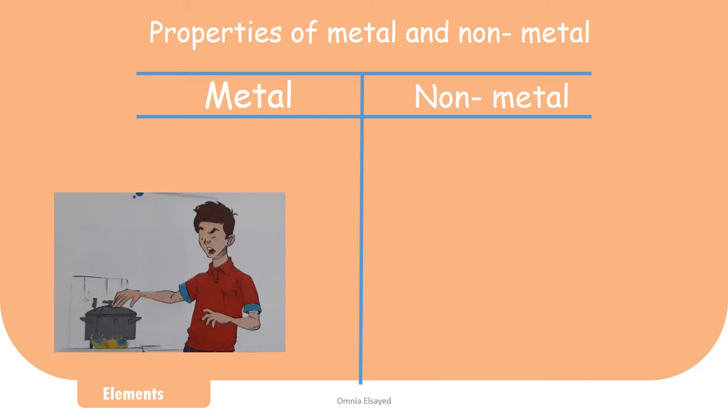A cooking pot is made of aluminium. If you touch it, you will feel hot. Why? Because aluminium is a good conductor of heat. So, metal is a good conductor of heat.